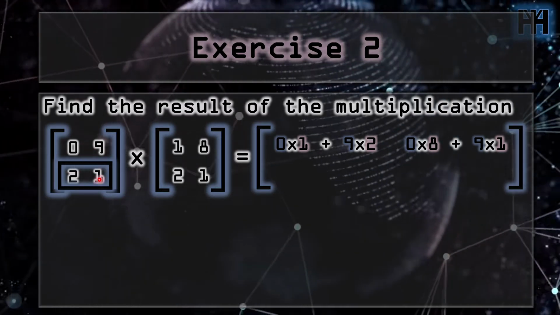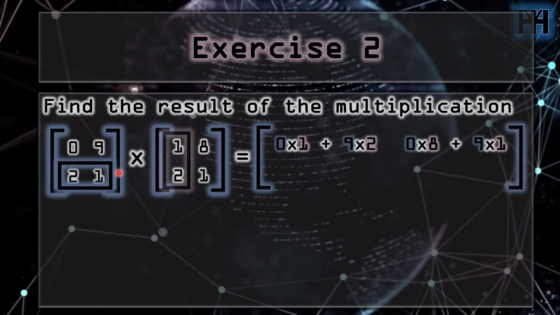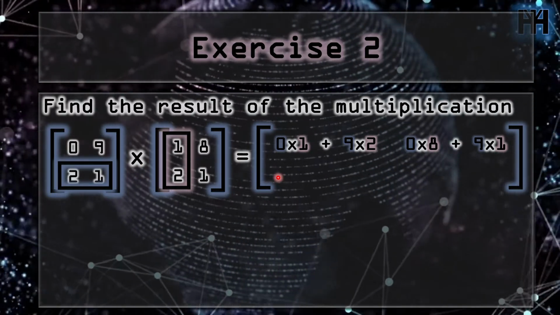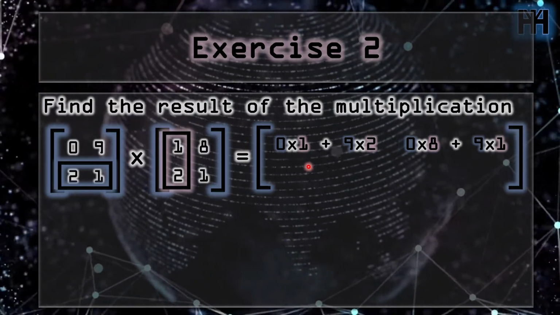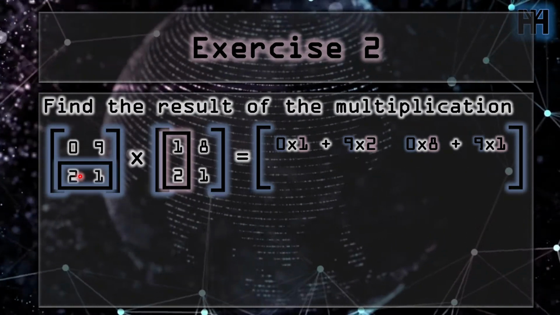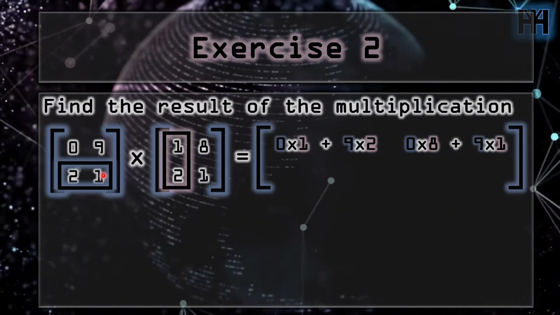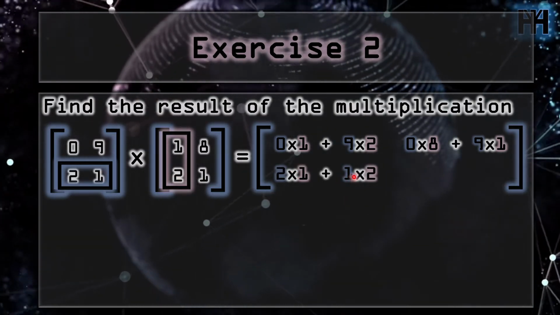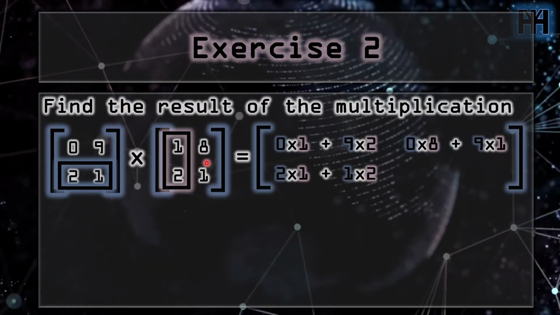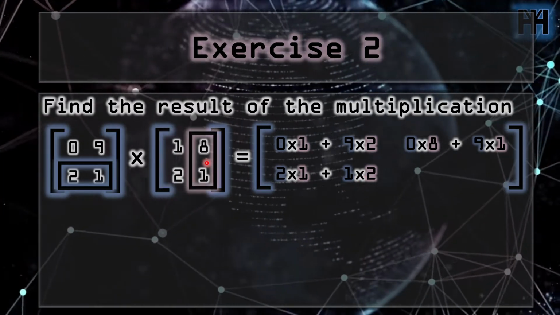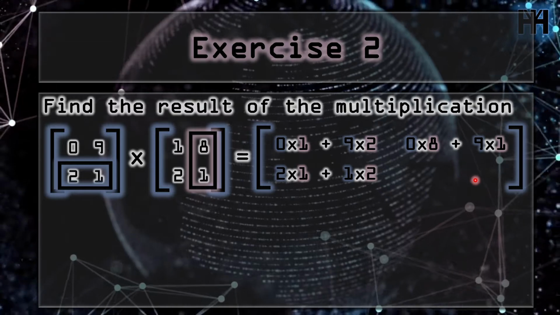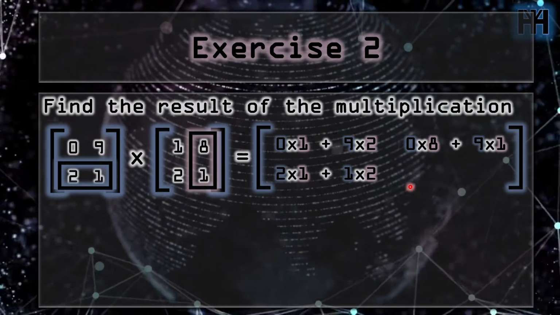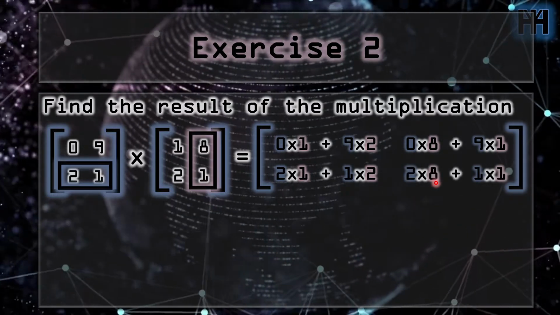Then we'll take the second row, 2 and 1, and the first column. It will be the second row and the first column here. So 2 will be multiplied by 1 and 1 will be multiplied by 2, so it will be 2 times 1 plus 1 times 2. Then you'll take the second column here, so it will be the second row and the second column. The result will be here: 2 multiplied by 8 plus 1 times 1.